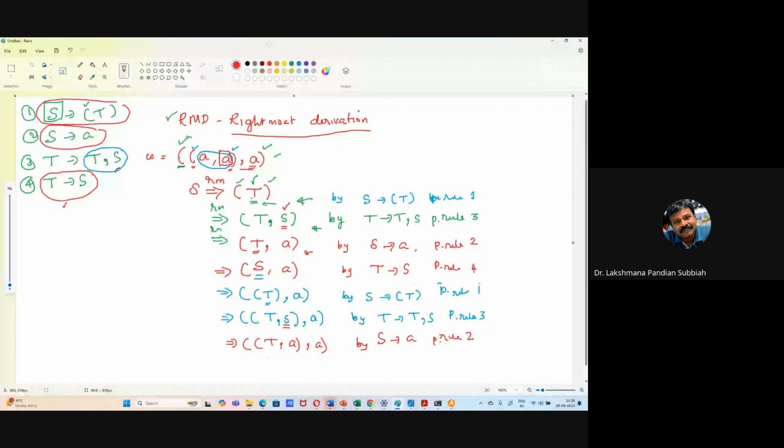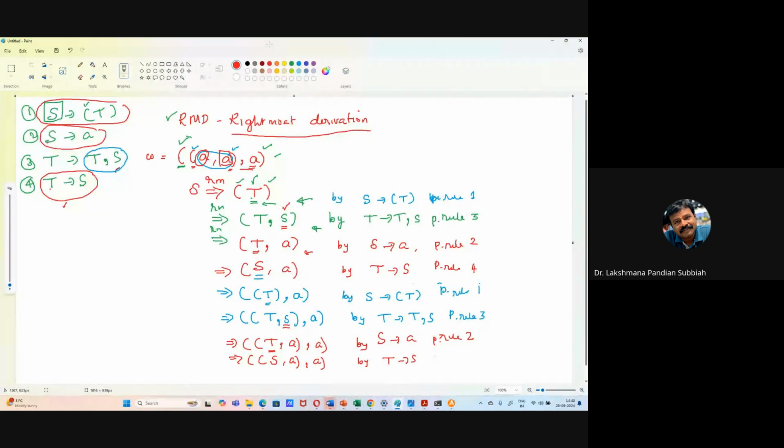Next, we are having now the T is there. Here you want to have that A only, all other things are over. So A only. How do you generate now? T derives S and then S derives A. So rule number 4 is used and then rule number 2. So this one we are having now open bracket, then S, comma, A, comma, A, close bracket. So we are having now by T derives S.